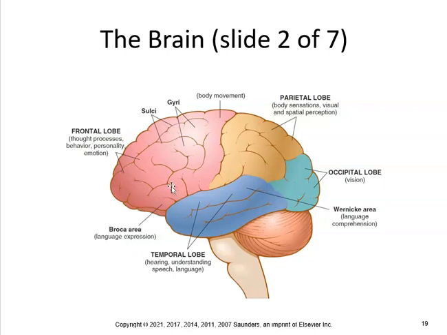Broca's area, this is where you express your language. It's on the left side. Here's the temporal lobe, which does hearing, understanding, speech, and language, both sides. Here's the parietal lobe that does body sensations, visual, and spatial perception. Here's the body movement, which is part of the frontal lobe. Occipital lobe does vision, and then you have Wernicke's area, which is part of the temporal lobe that does language comprehension. So if you speak a second language, your Wernicke's area will be well developed.